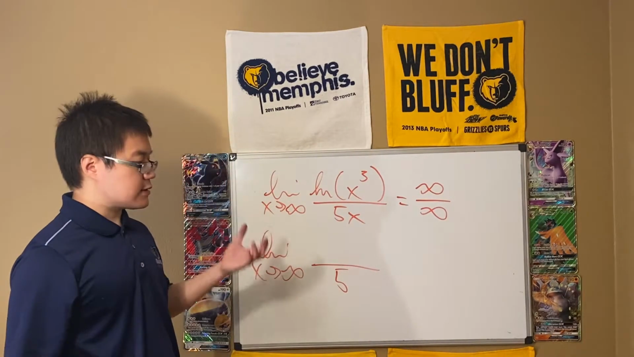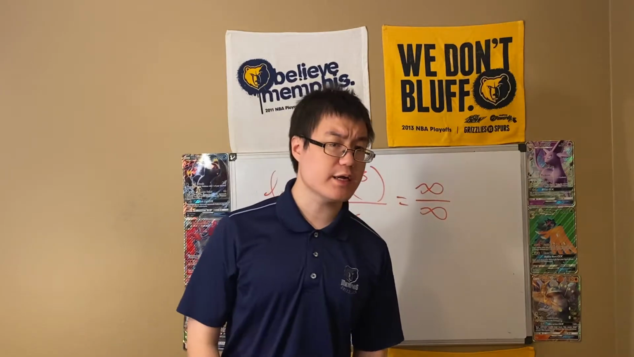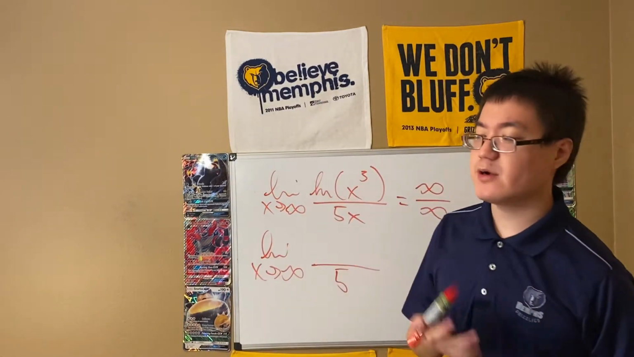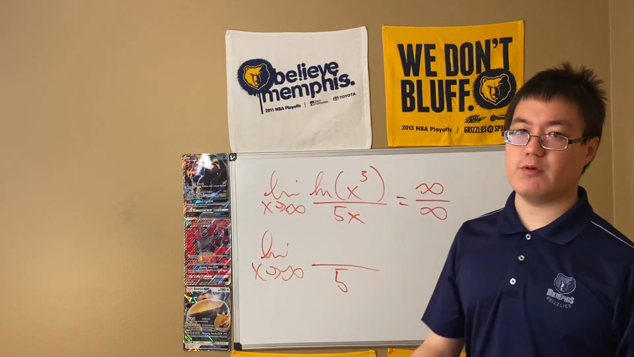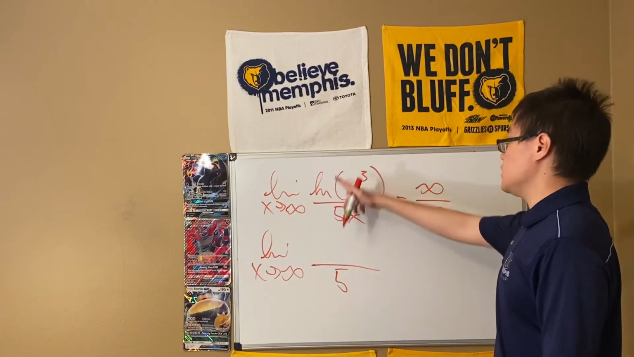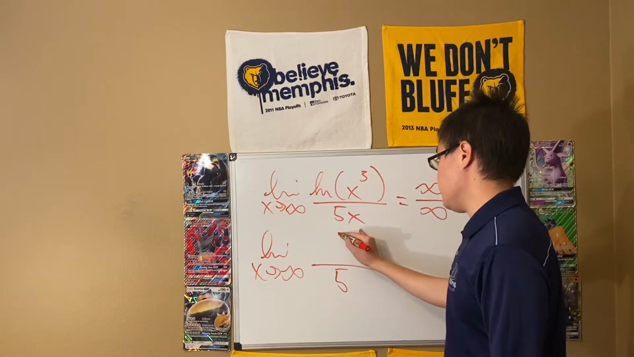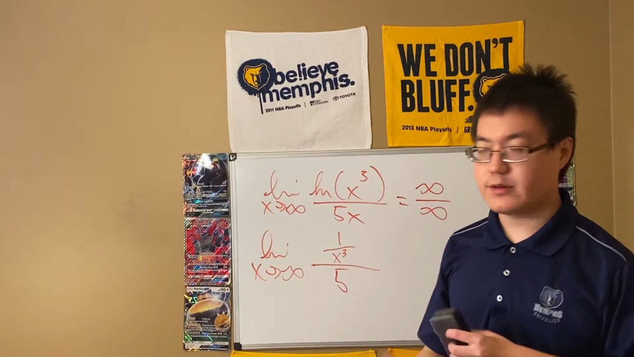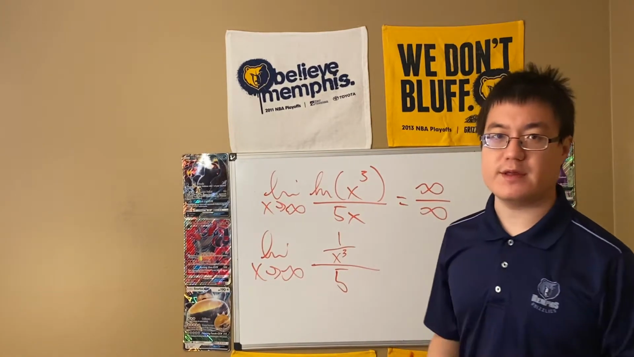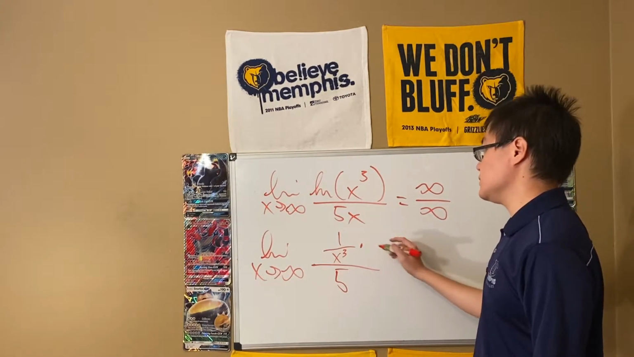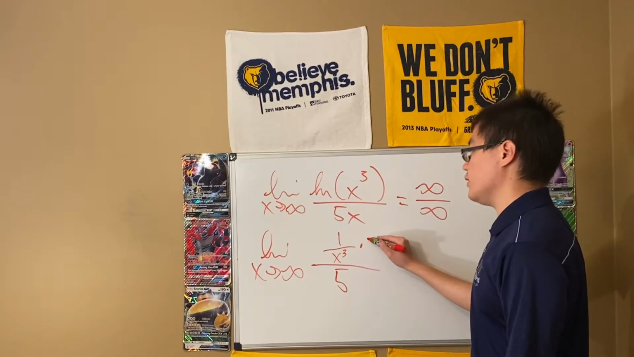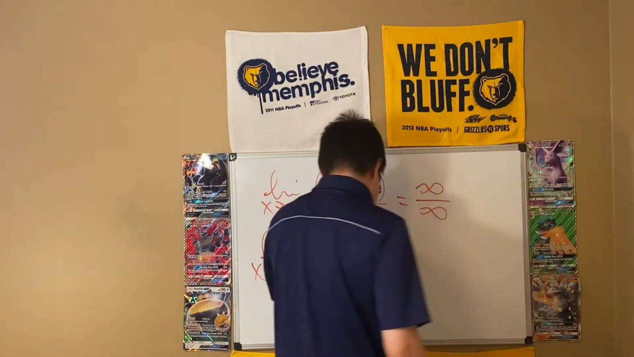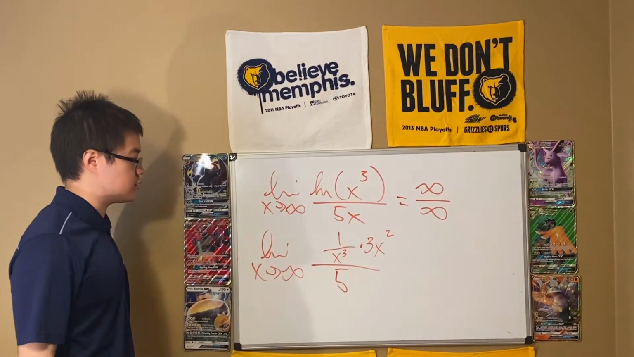Then the derivative of ln x cubed. Be careful. Anytime you're taking derivatives, you need to be wary of the chain rule. So what's the derivative of ln of x cubed? That's going to be 1 over x cubed, but you do need to multiply by the derivative of the inside, the derivative of the inside being 3x squared. So just be careful with that. Again, you need to be careful with chain rule questions.